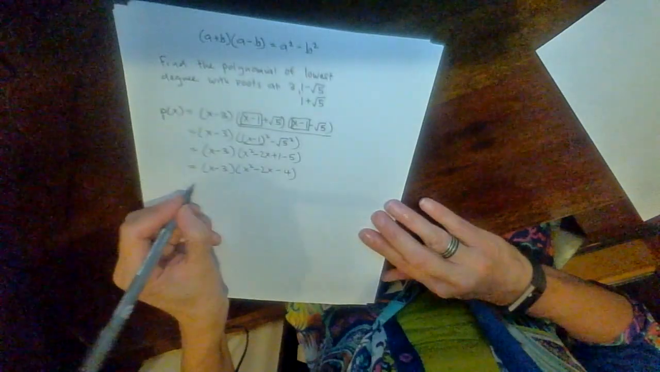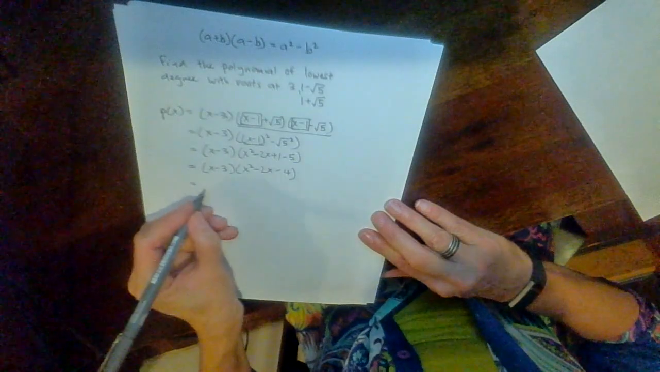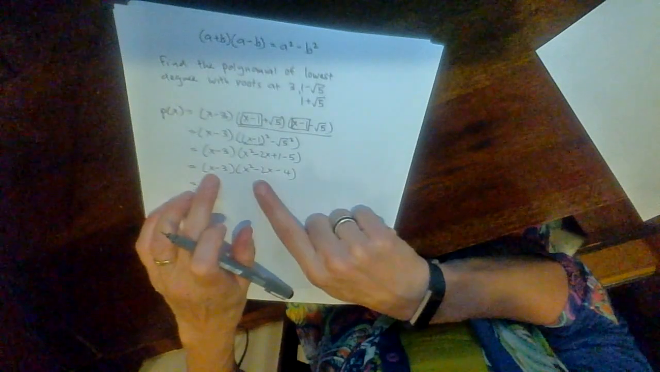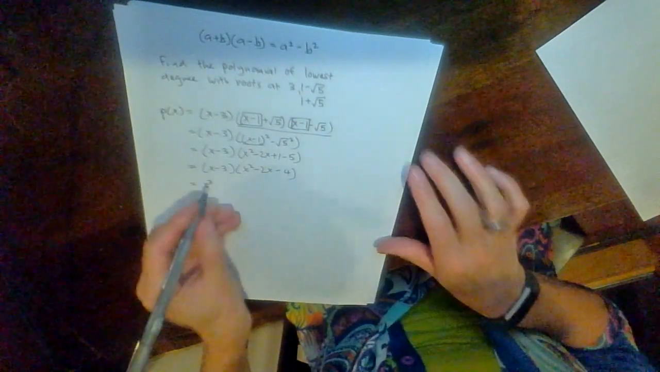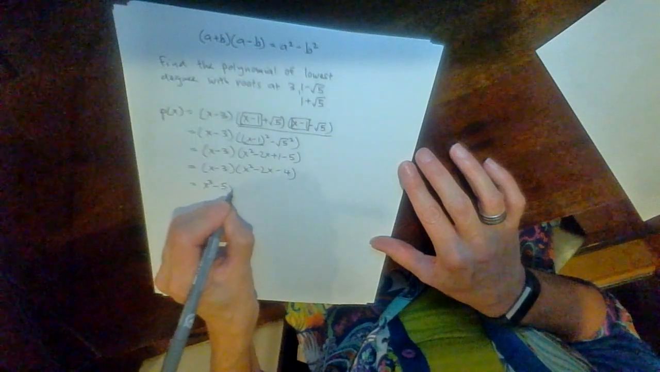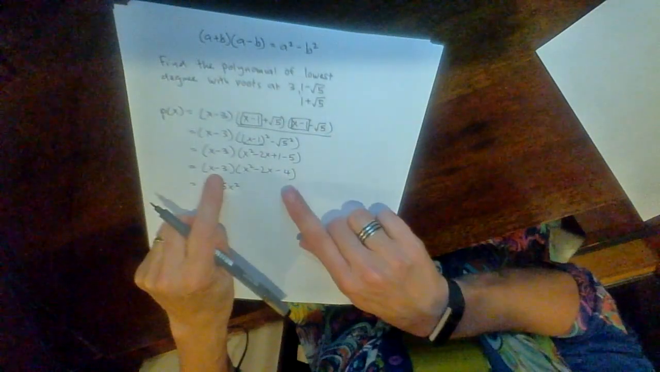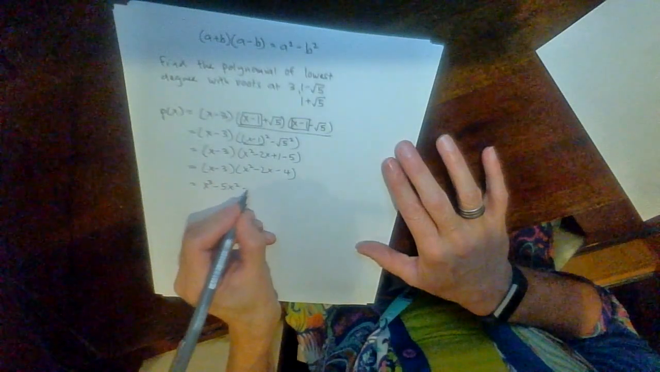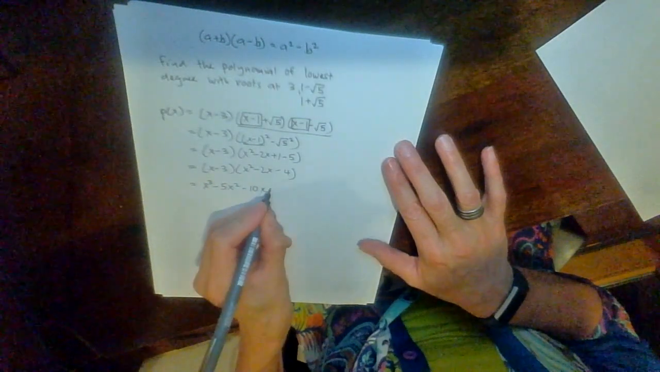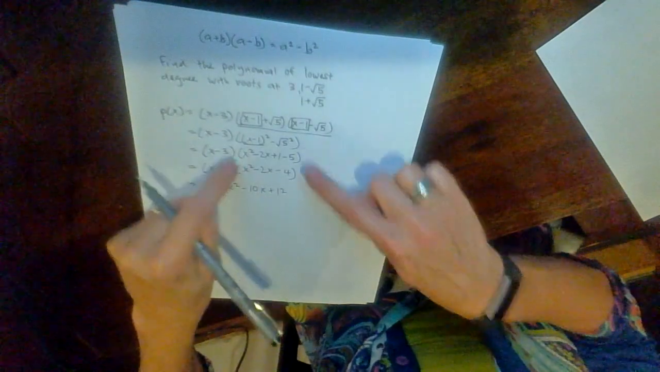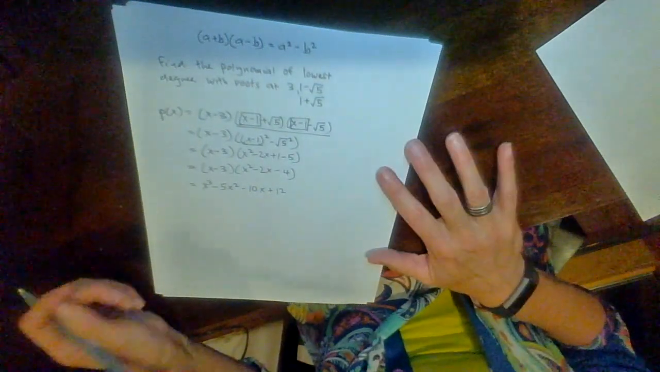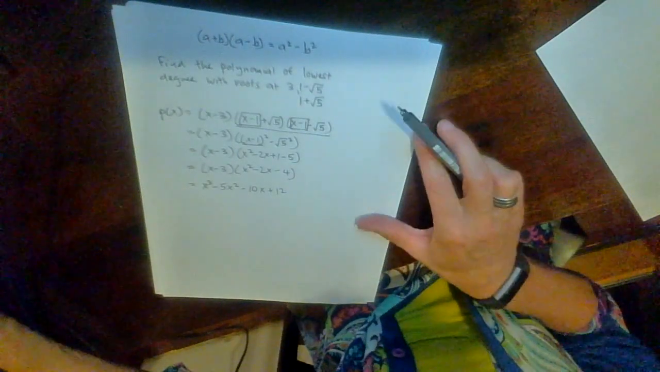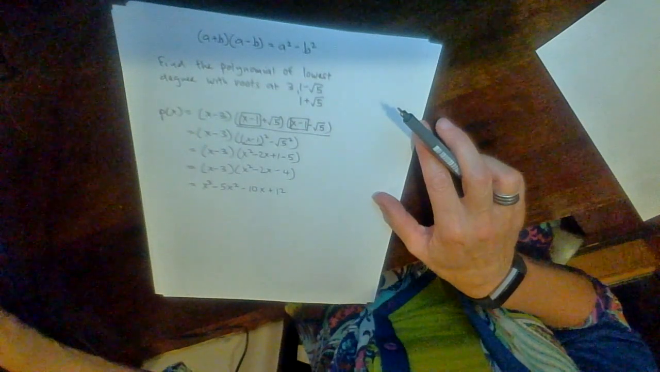Now if I multiply this binomial times the trinomial, I'm going to get an x cubed. I'm going to get minus 2x squared and minus 3x squared, so altogether minus 5x squared. I'm going to get minus 4x and minus 6x, so minus 10x, and I'm going to get a plus 12. If you don't believe me on all this multiplication, you're welcome to do it with the square or to write it all out and multiply it, but I think it's correct.